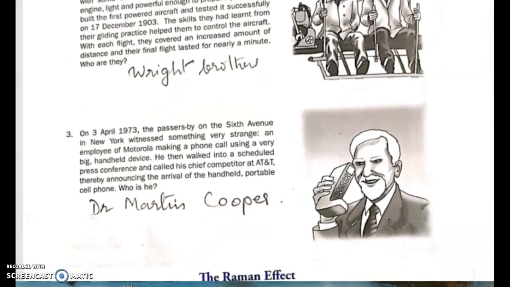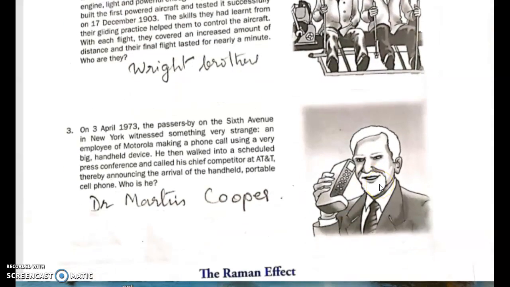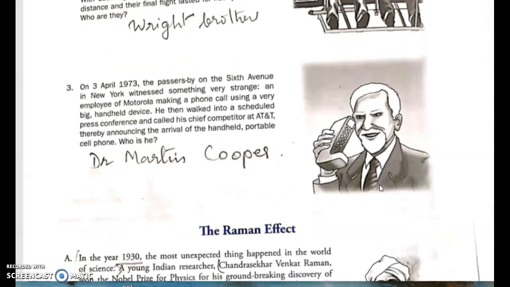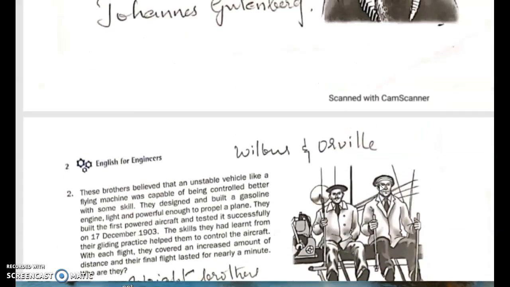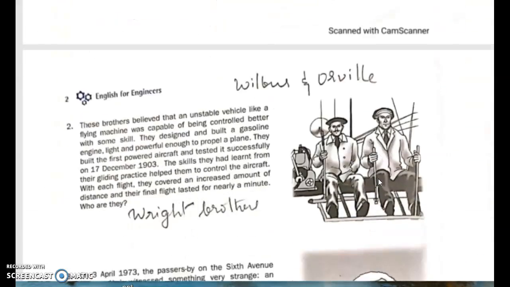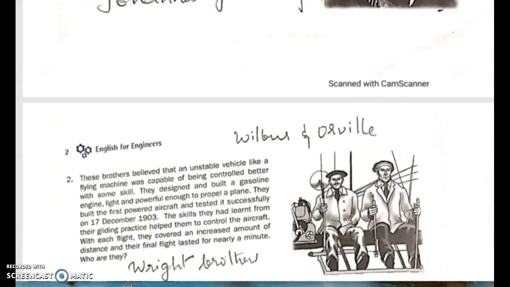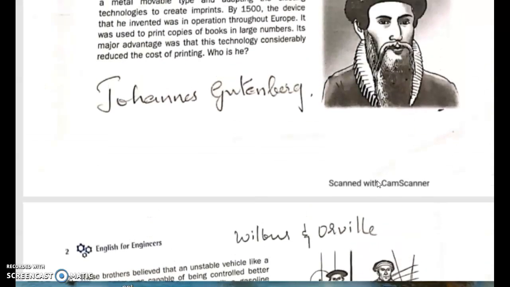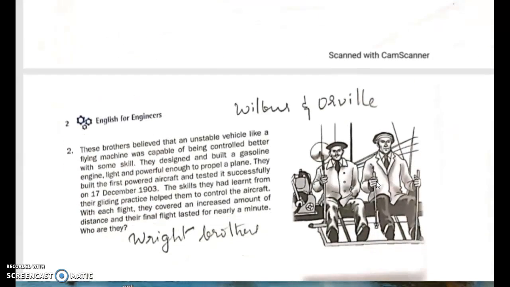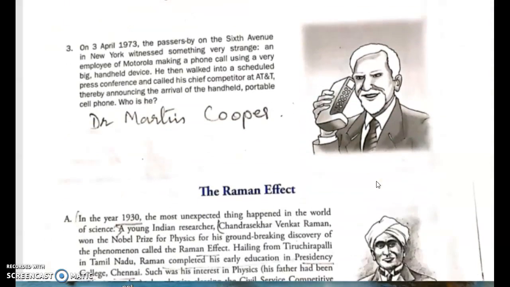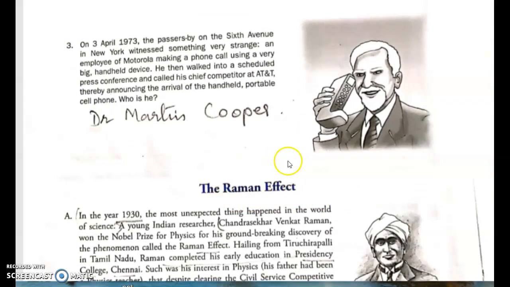And the famous personality here is none other than Dr. Martin Cooper, an American engineer who is regarded as the father of the cell phone. The cell phone was invented by him for the very first time. Now the common aspect being discussed in this warm-up activity across the 3 images is invention, which is related to our lesson, the Raman Effect.